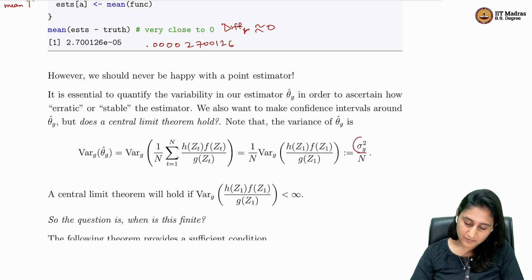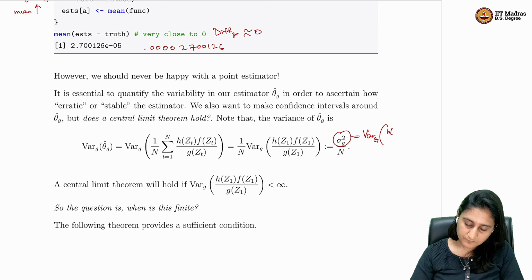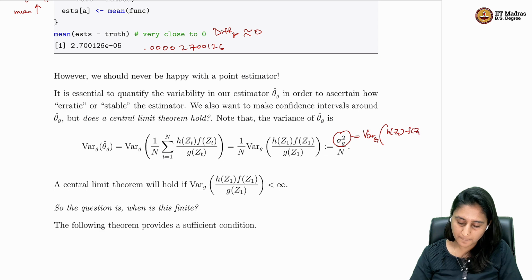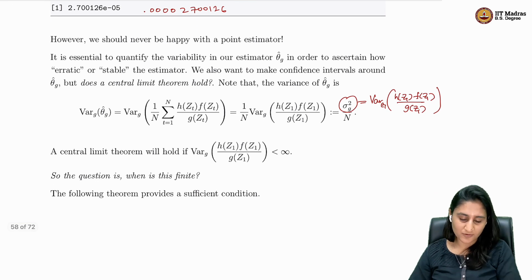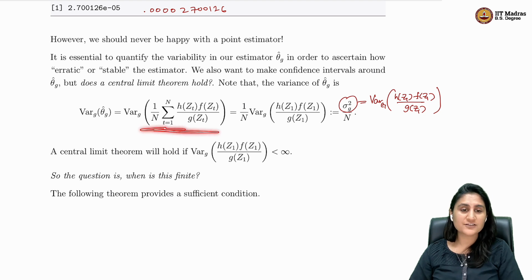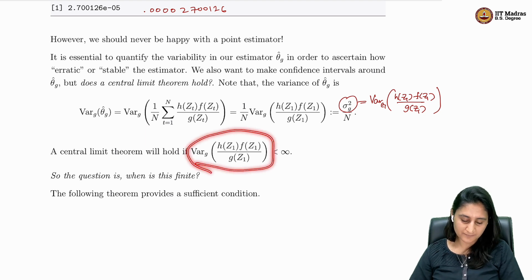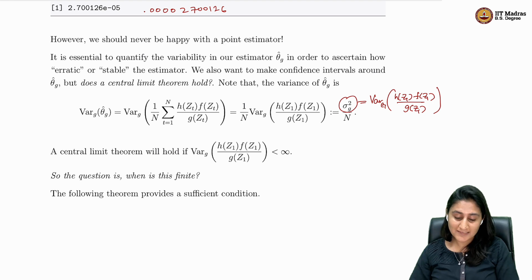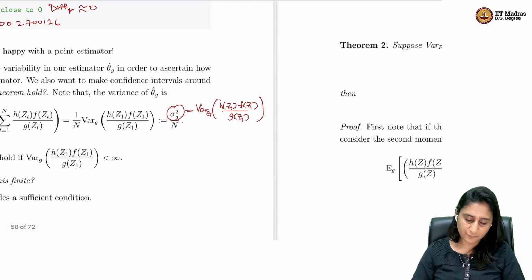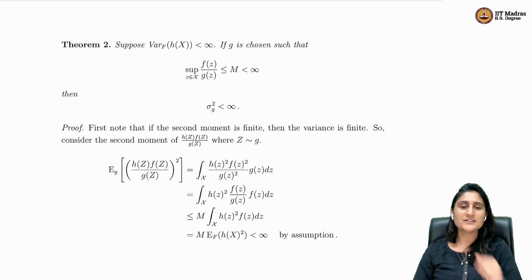So sigma squared g over here is nothing but the variance under g of h of z1 times f of z1 by g of z1. Now, a central limit theorem will also hold, because this is just an actual average. A central limit theorem holds if sigma squared g is in fact finite. So the question is, when is sigma squared g finite? And the following theorem is very simple, very straightforward, and helps us understand when it's finite.